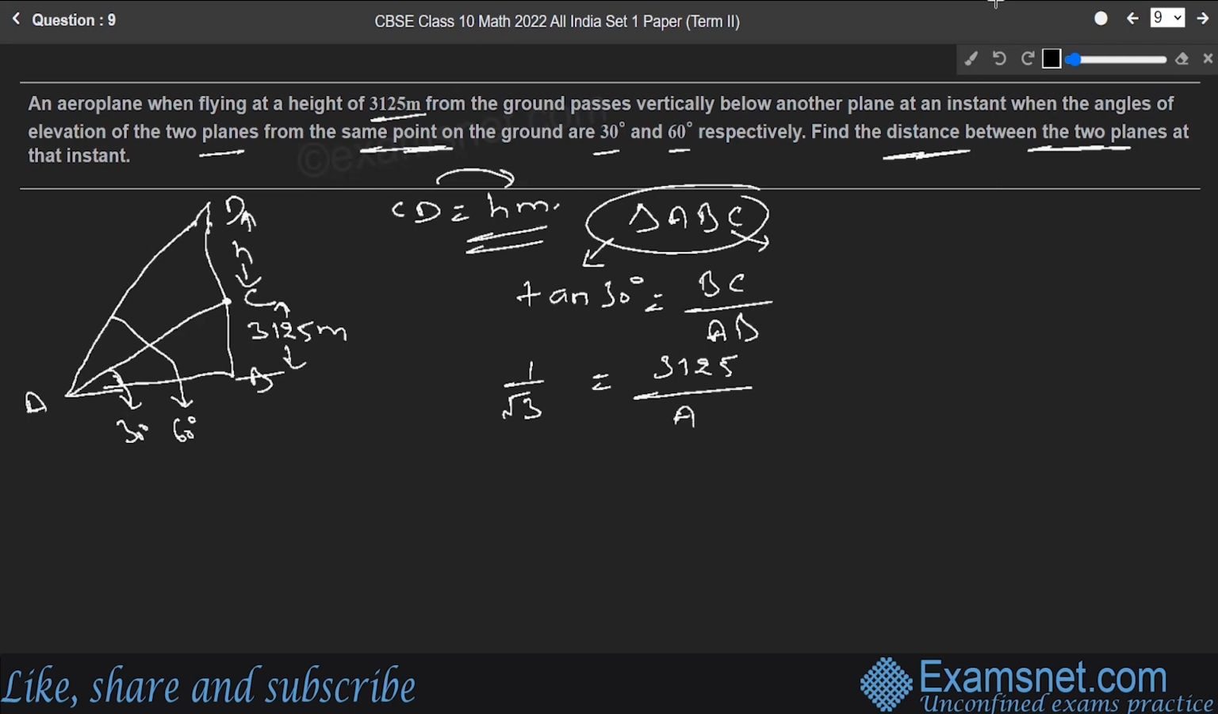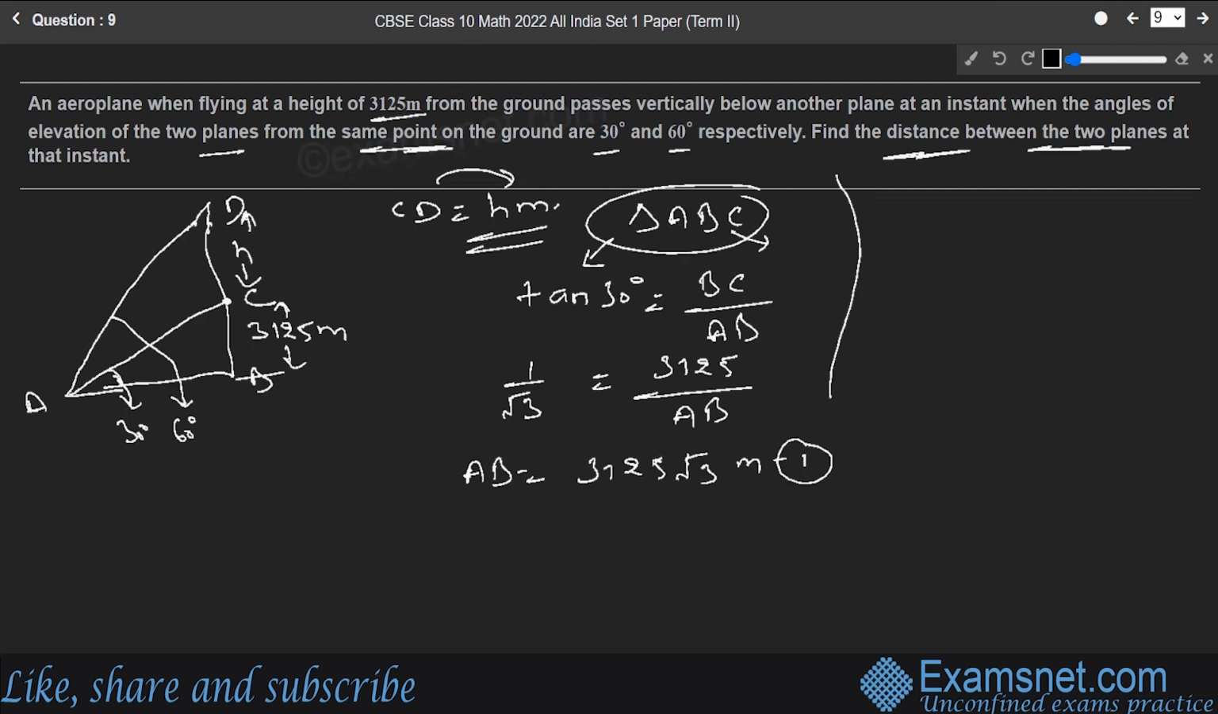AB's value is not known, so we can just use AB only, or we could have assumed AB as x also. We can do both the things. So let us have AB as AB only, because we have to find it. So now here we can find AB is equal to 3125 times root 3. The unit is obviously going to be meter. So let us have this as the first equation.